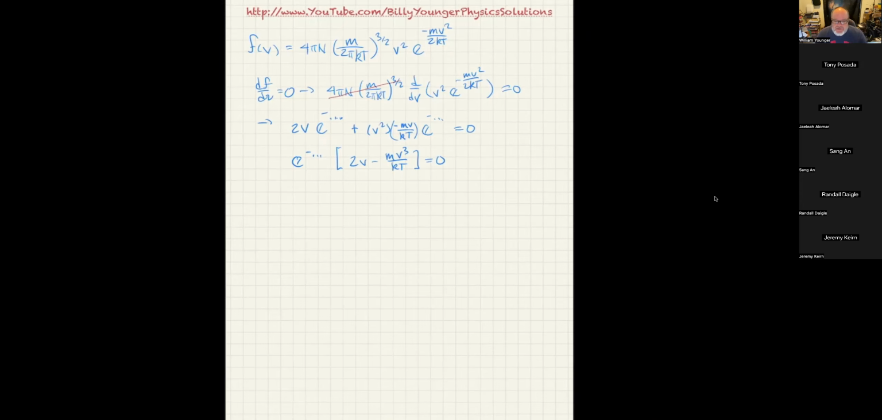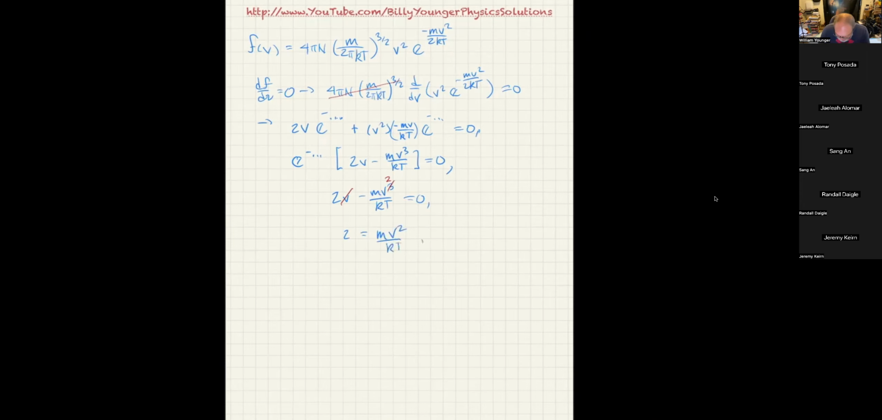So obviously the e to the negative can't be 0. So that factor that's left, the 2v minus mv cubed over kT, has to be equal to 0. So now I'm going to set that equal to 0: 2v minus mv cubed over kT is equal to 0. I can clearly divide through by a factor of v, and that will leave v squared up here. And now I'm going to get 2 equals mv squared over kT, like that.